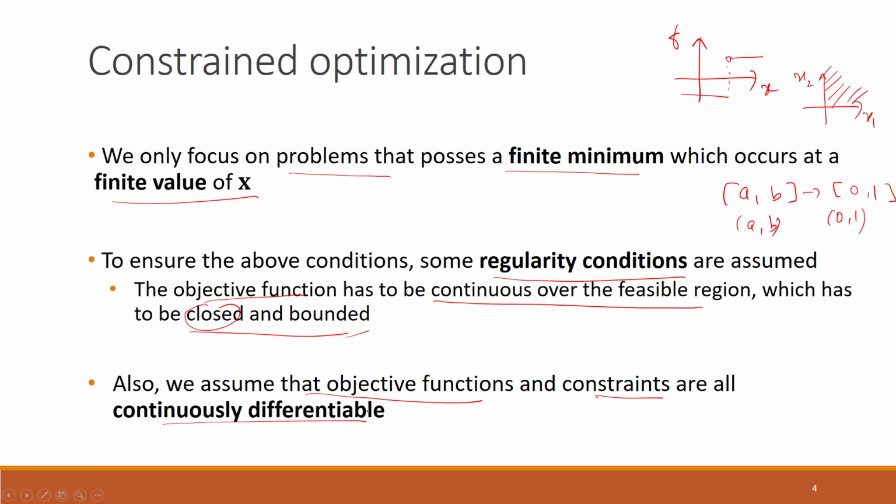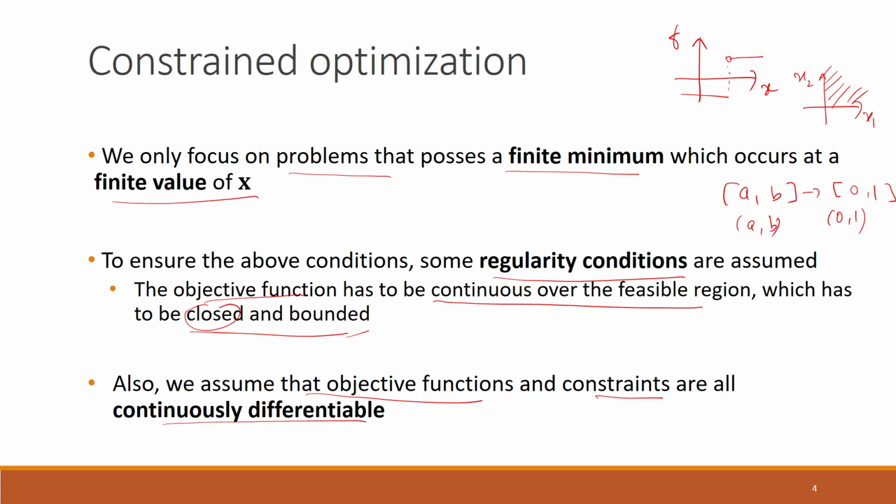What does that mean? Note that there is a difference between a function being differentiable and being continuously differentiable. A function is said to be differentiable if its derivative exists at every point, whereas it is said to be continuously differentiable if its derivative function is a continuous function. So, that is the difference here.